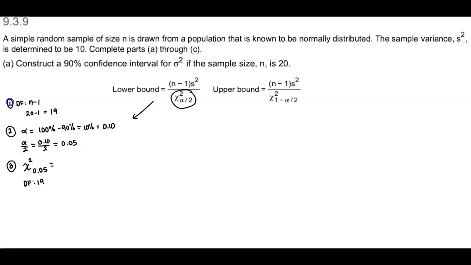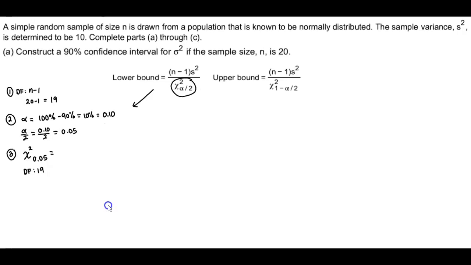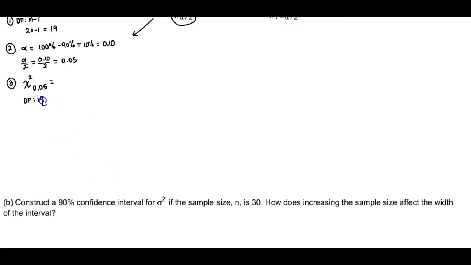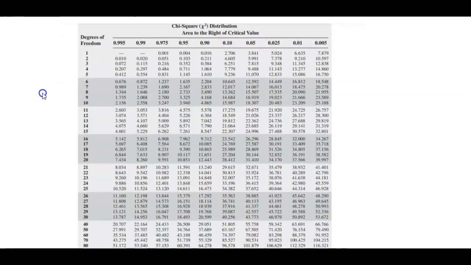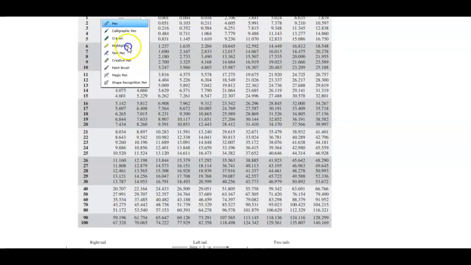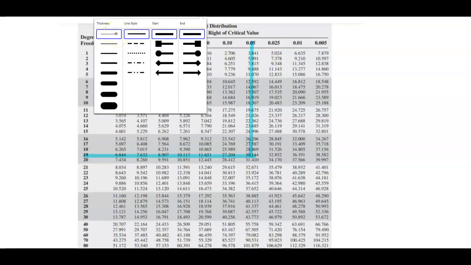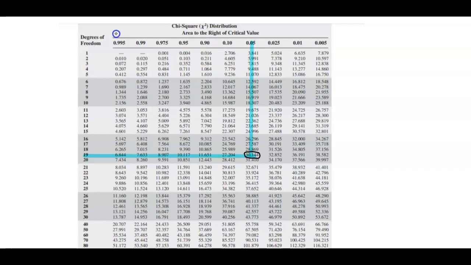We can use the table or we can use StatCrunch. I've shown how to use the calculator prior to this, but my recommendation is using the table or StatCrunch. So let's go down here. We're looking for degrees of freedom of 19 and an area of 0.05. Here we get a critical value of chi-squared of 30.144.